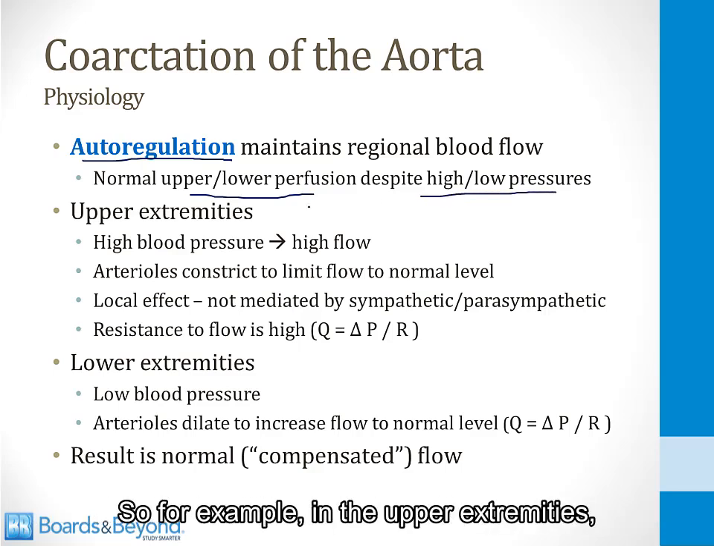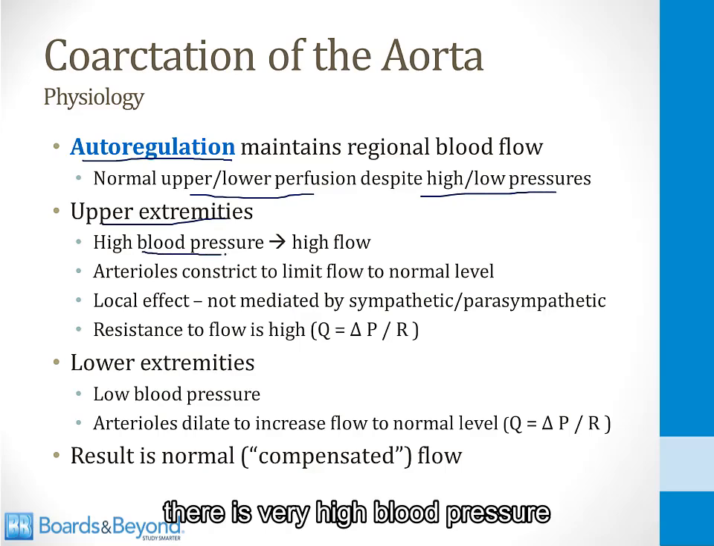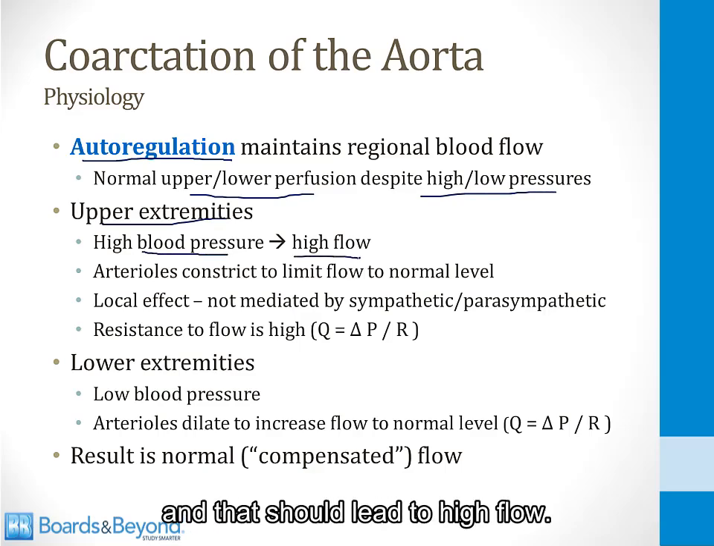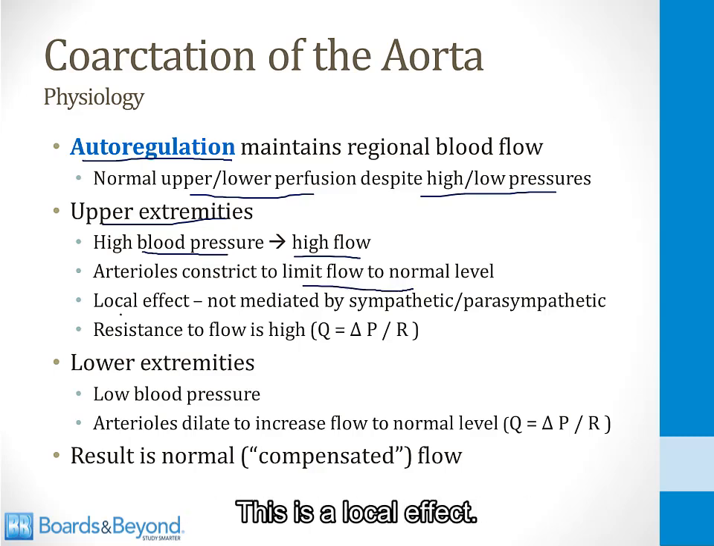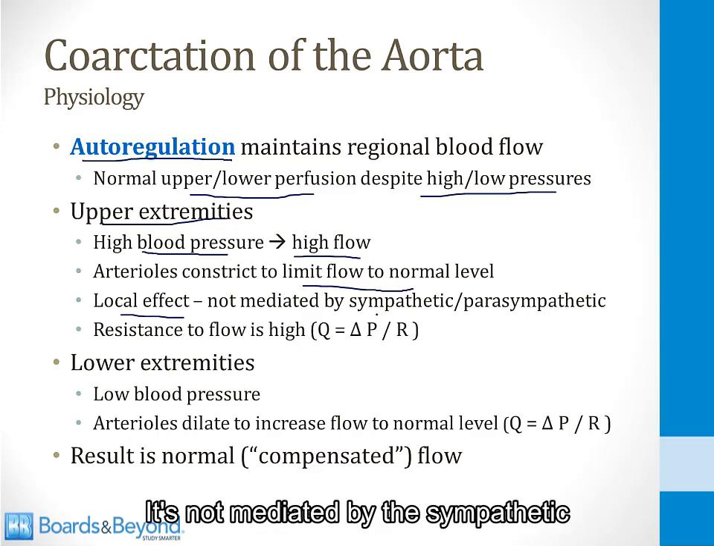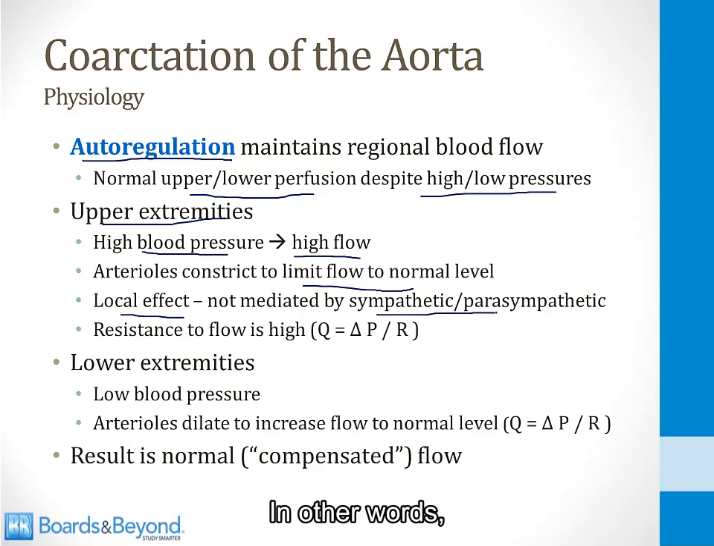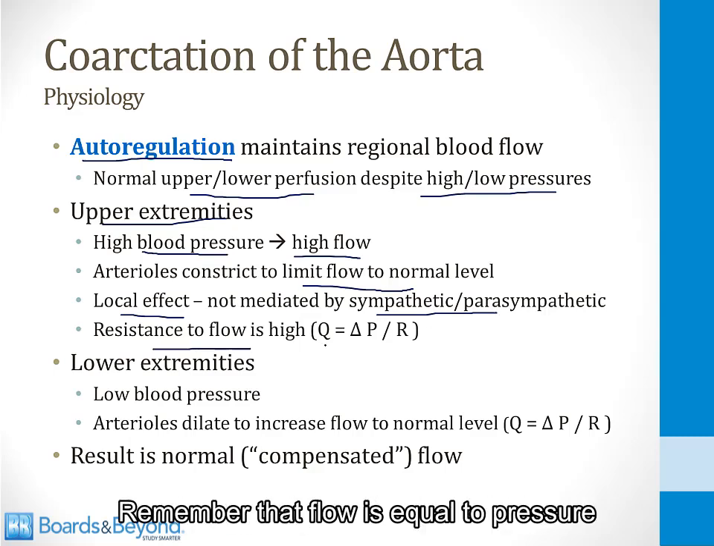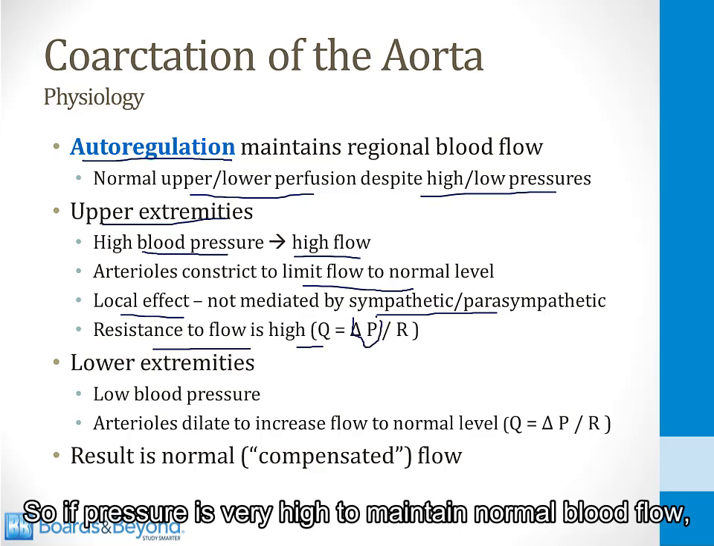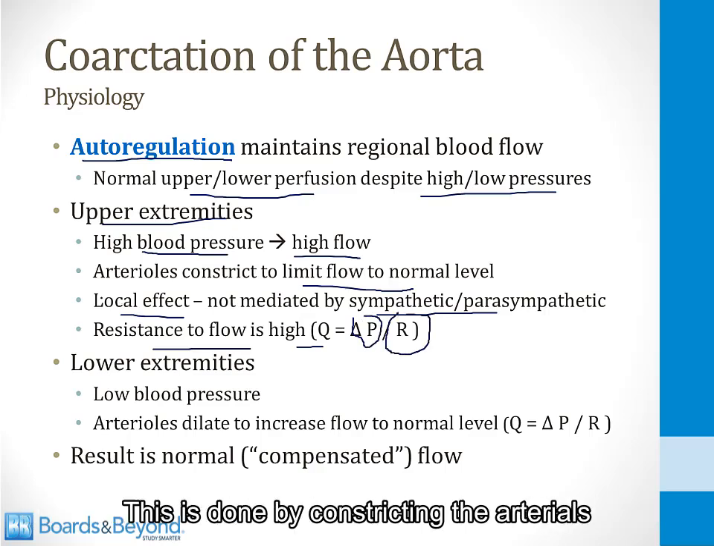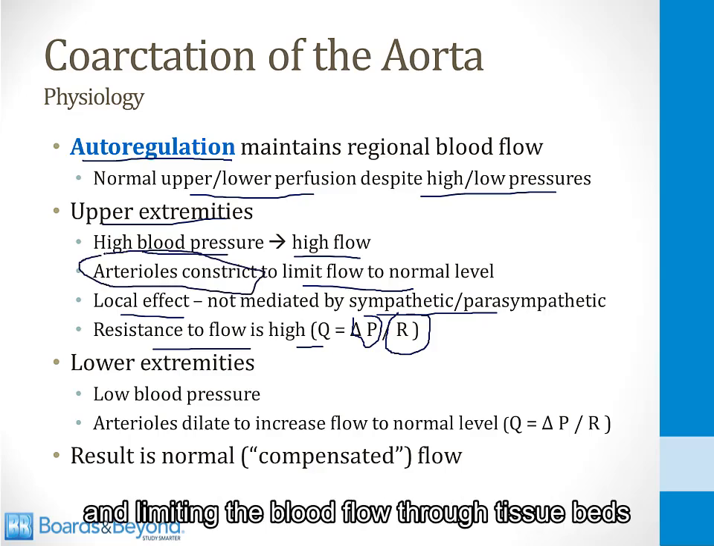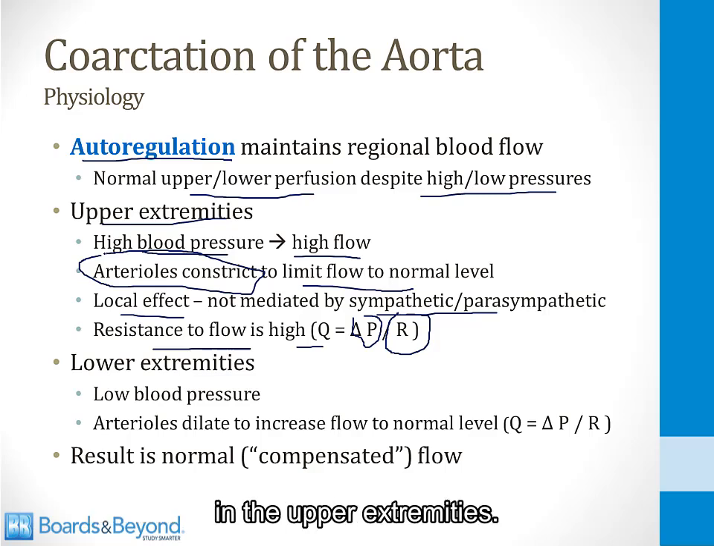So because of autoregulation, you can get normal upper and lower extremity perfusion despite the different high and low pressures. So for example, in the upper extremities, there is very high blood pressure, and that should lead to high flow. However, the arterioles will constrict to limit flow to the normal level. This is a local effect. It's not mediated by the sympathetic or parasympathetic nervous systems. In other words, the upper extremity tissue beds create a high resistance to flow. Remember that flow is equal to pressure divided by resistance. So if pressure is very high, to maintain normal blood flow, you need to make resistance very high. This is done by constricting the arterioles and limiting the blood flow through tissue beds in the upper extremities.